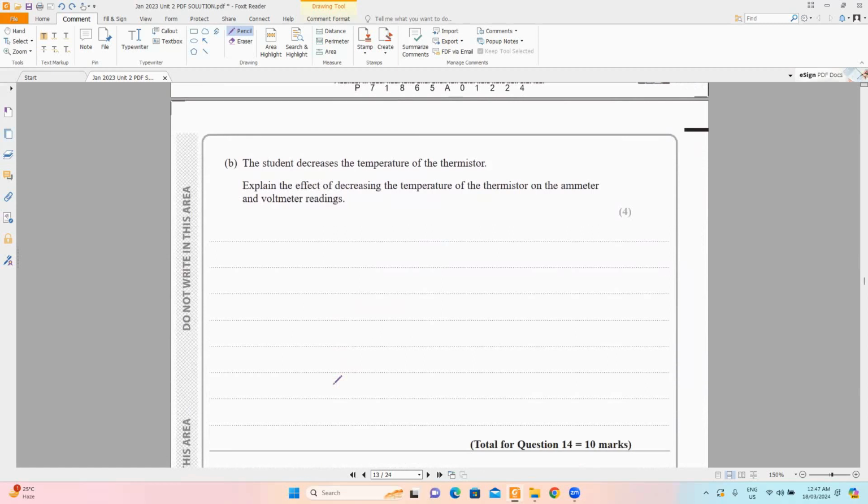Part B says the student decreases the temperature of the thermistor. Explain the effect of decreasing the temperature of the thermistor on the ammeter and voltmeter readings. You have to recall something from your IGCSEs. As the temperature decreases, the resistance of the thermistor increases. So as the resistance of the thermistor increases, the resistance of the entire circuit also increases. If the resistance of the circuit increases, the total circuit current decreases. If the circuit current decreases, the ammeter reading will also decrease.